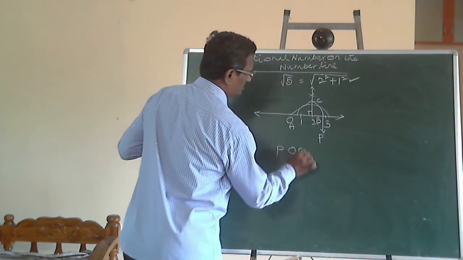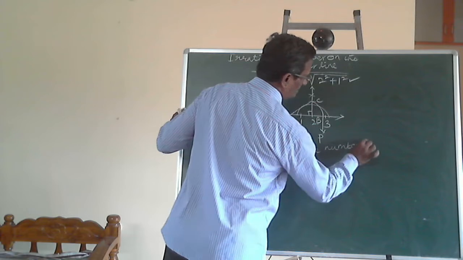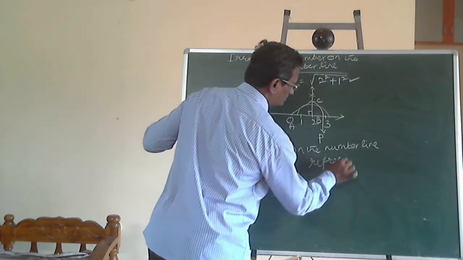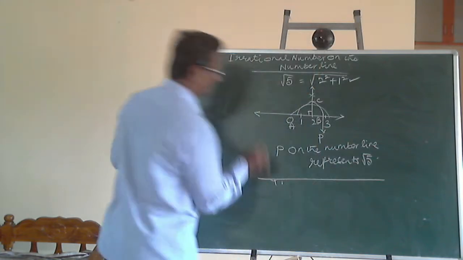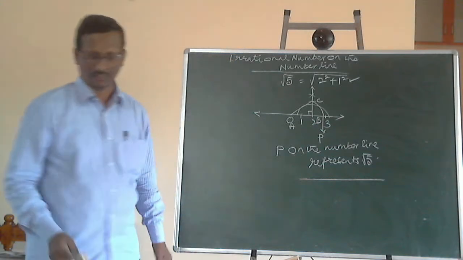P on the number line represents root 5. This is root 5 construction. Please note.